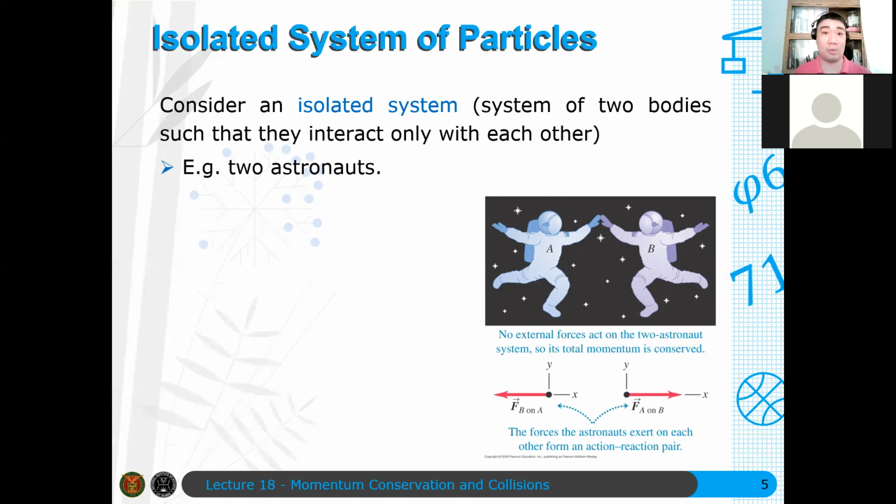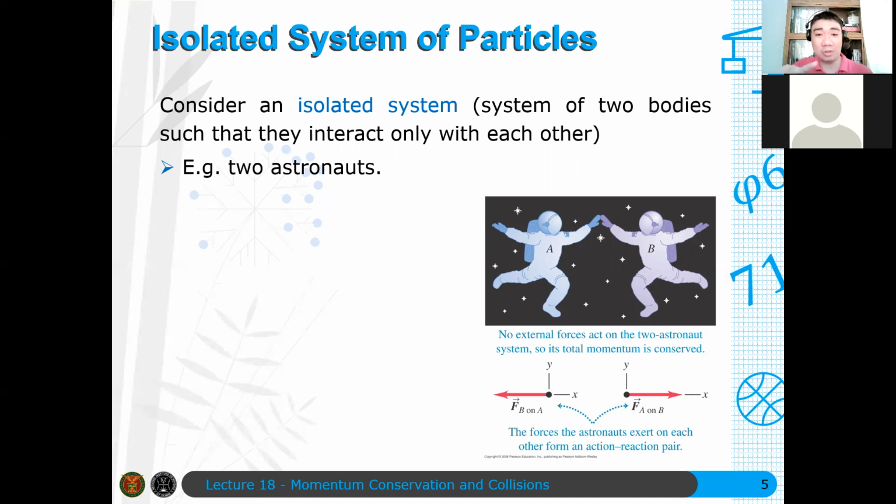Siyempre, pwedeng magbanggaan yung dalawang yan, di ba? Or of course, there is a mutual gravitational attraction on these two. We will not discuss gravitation until the end of this course. Pag-uusapan lang natin sa mga bandang dulo-dulo. But for the meantime, let's say that they are interacting with each other. May interaction sa kanilang dalawa. So, kung may interaction sa kanilang dalawa, ano mangyayari?